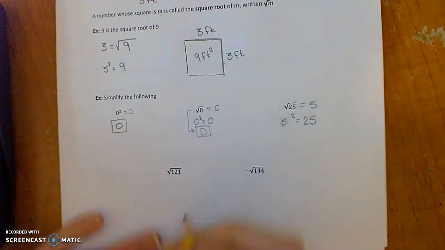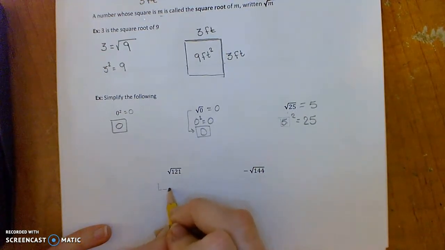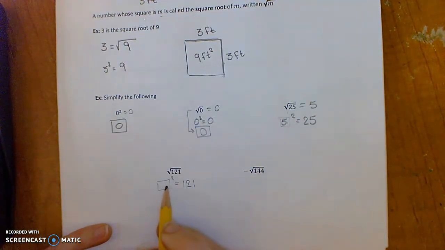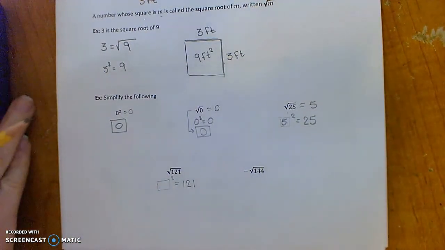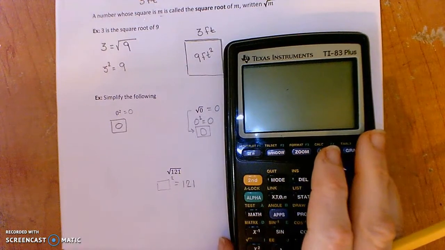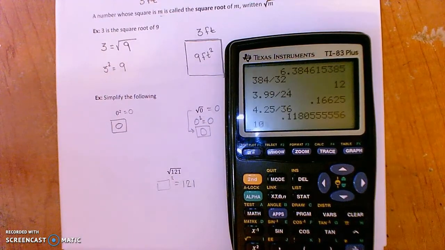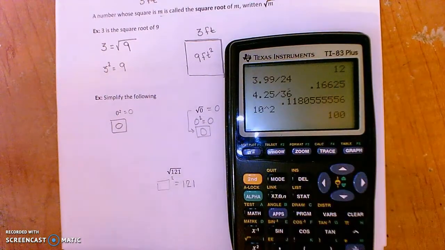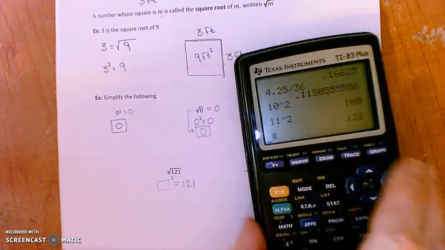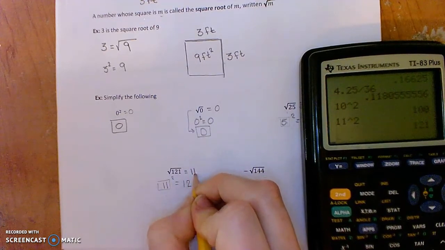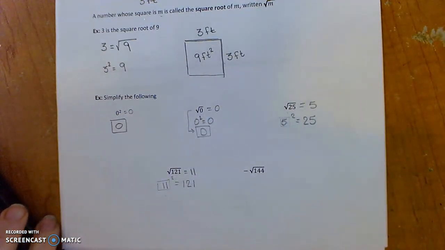All right, let's move to another one. What number squared gives us 121? Some of us have memorized this one, but not all of us. Let me just think about what it might be, and I'll figure it out by trial and error. Well, I know that 10 squared is 100, right? So it's got to be bigger than 10. Let's try 11 squared. 11 squared is 121. Since 11 squared is 121, 11 is the square root of 121.